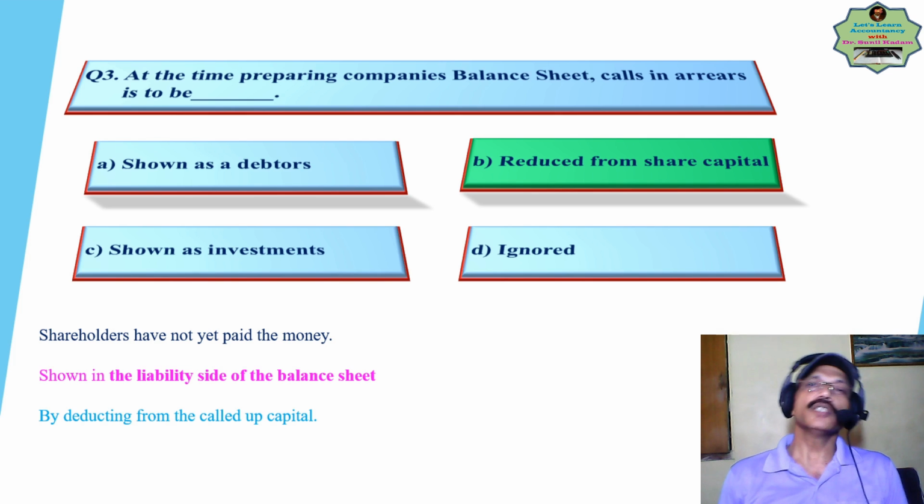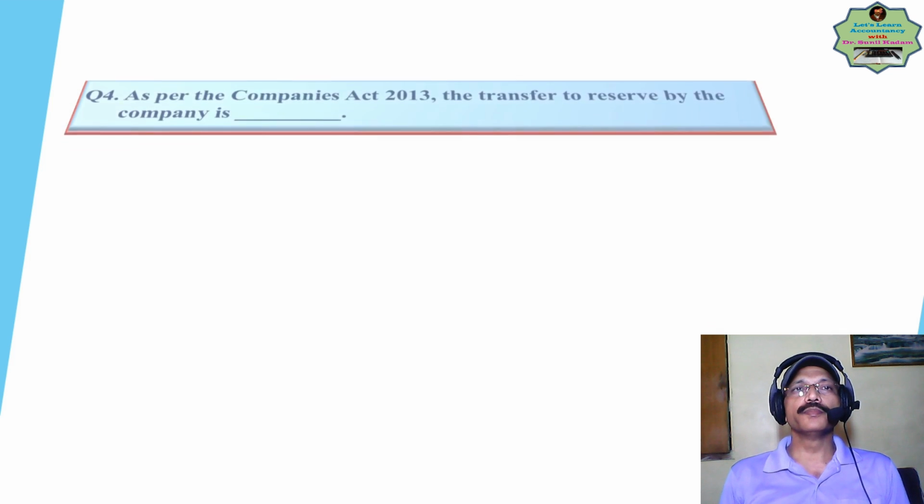So the answer for this option is: the unpaid balance, called call arrears, is deducted from share capital. Where is it deducted from? At the time of preparing the balance sheet, it is reduced from share capital. So let's move on to the next objective.